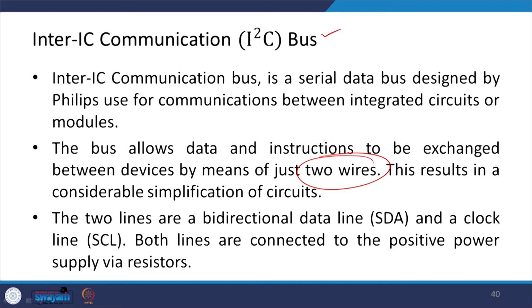The 2 lines are a bidirectional data line and a clock line. Both lines are connected to the positive power supply via resistors. The device that controls the bus operation is the master, and the devices which are controlled by the master are the slaves, and the following is the protocol used.